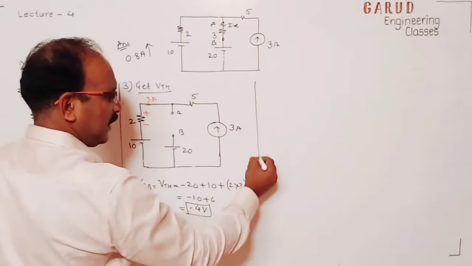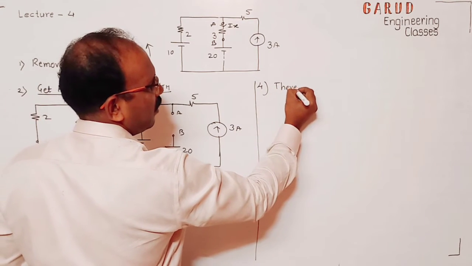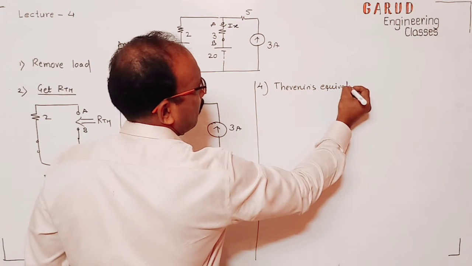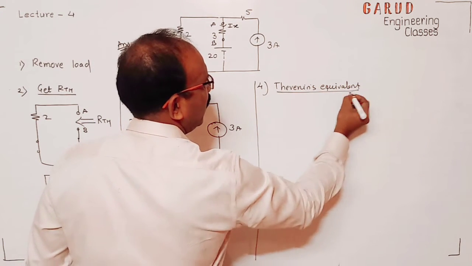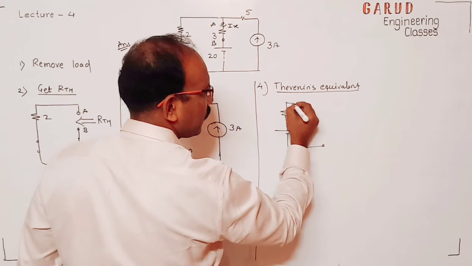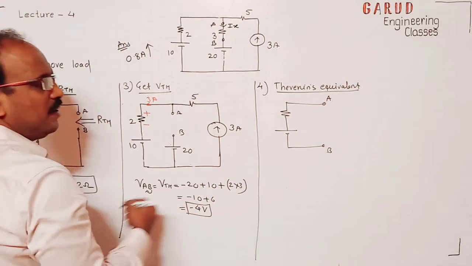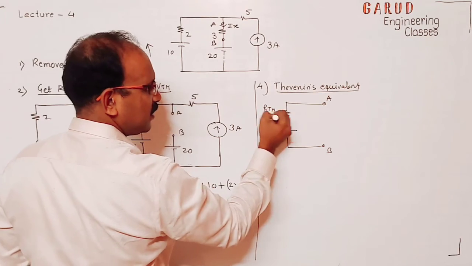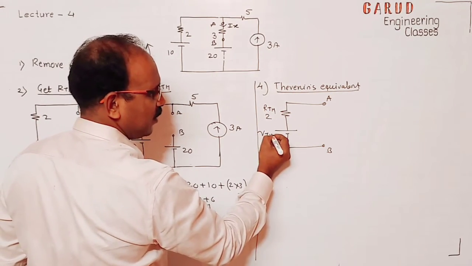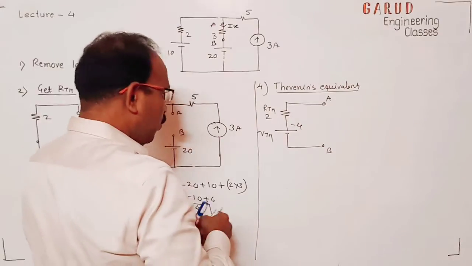Now, fourth part. Thevenin's equivalent. What is Thevenin's equivalent? Thevenin's resistance and Thevenin's voltage. Here I mark A and B. This was the terminal. Now, what was RTH? RTH was 2. What is VTH? VTH I got minus 4. You write minus 4.